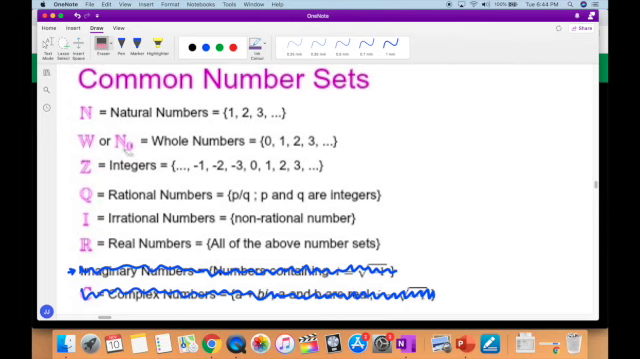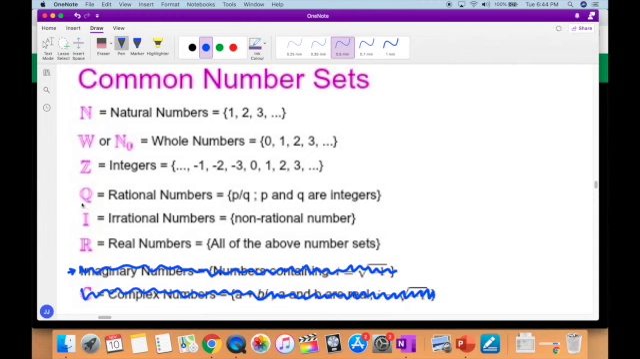So we have natural numbers, and pay attention to the question that I ask in all of the subset questions. Natural numbers are a subset of whole numbers. Whole numbers are a subset of integers.